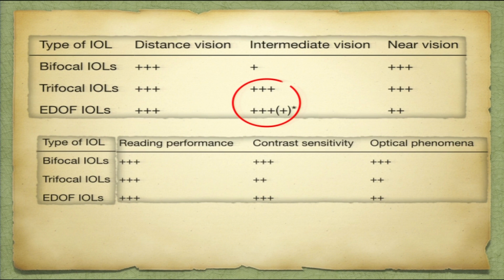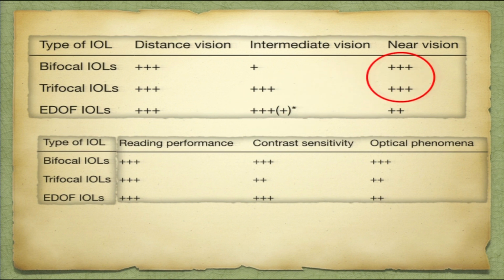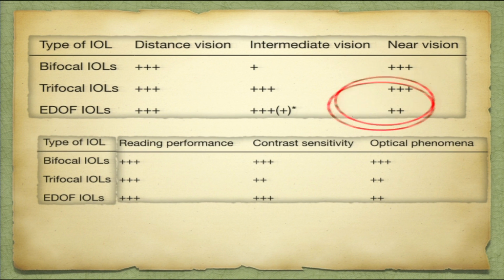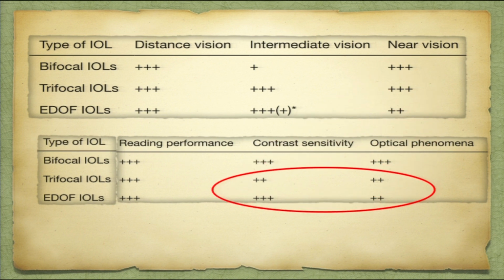So to summarize: trifocals and EDOFs have better intermediate vision, and EDOFs have better intermediate vision in mesopic conditions. Near vision is better with bifocals and trifocals. And of course, contrast and optical phenomena are something we all have to deal with. Even with newer trifocals they are less, but still present, and people do adapt after a period of one to two months.